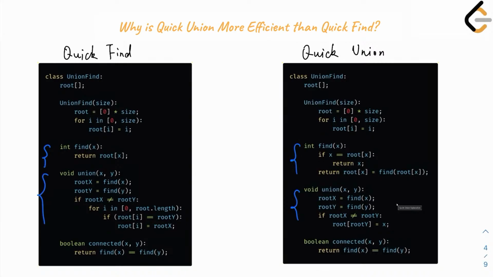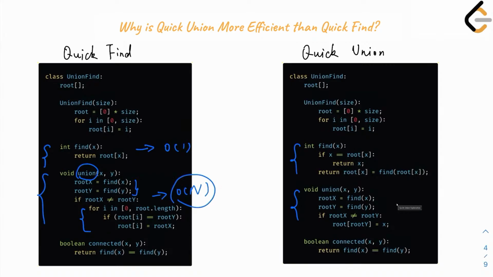For quick find, the find function on the left has a time complexity of O of 1 because it stores the root nodes for each corresponding vertex in the root array. So for the find function, its time complexity is O of 1. For the union function, its time complexity is O of n because each time we find the root nodes of x and y, we have a for loop. We have to iterate the root array from left to right, so we get a time complexity of O of n. So for the union function, it has a time complexity of O of n because it has to go through the entire root array.